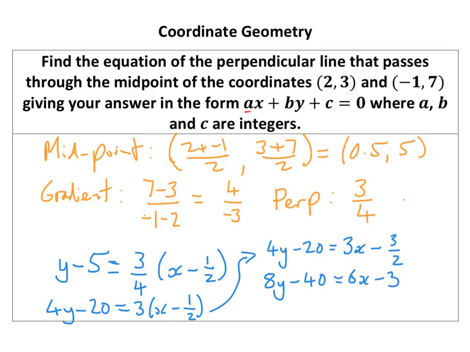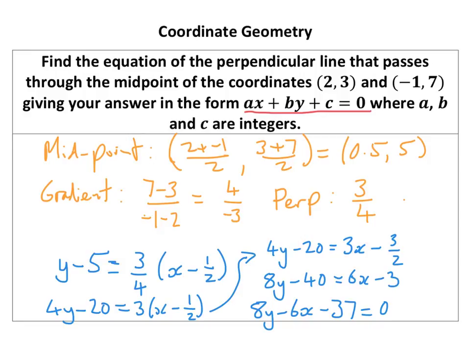Alright, so that we've got to get everything onto the left hand side of the equals, as it were. So here we go, we've got 8y minus 6x minus 37 equals 0. Now if you've got 6x minus 8y plus 37, that is also fine, but there you go.